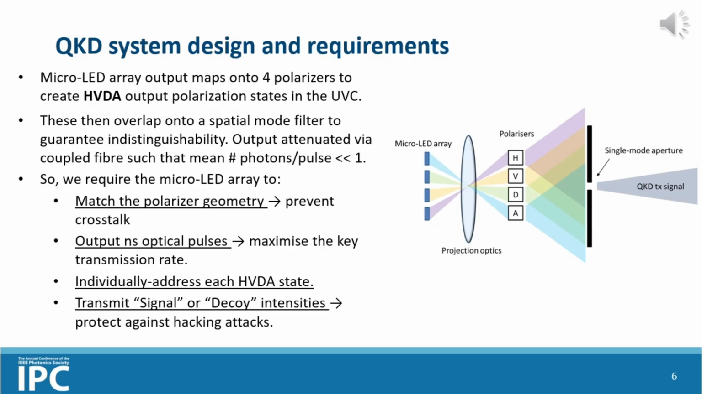We want to be able to individually switch the micro-LEDs on and off in order to address a single HVDA state at any given time. And finally, we also want to vary the intensity of the pulses sent by the micro-LEDs. So sometimes we want to send a signal pulse to represent the QKD, but we also want to send pulses with varying intensity, which are called decoy states. Those decoy states are there to add further protection against hacking and eavesdropping attacks.